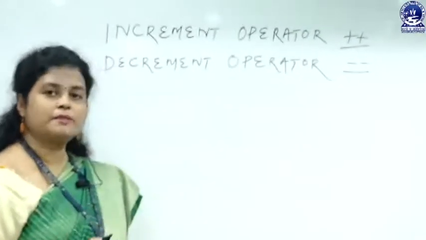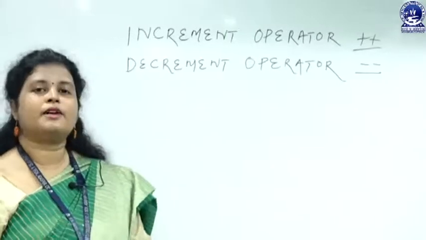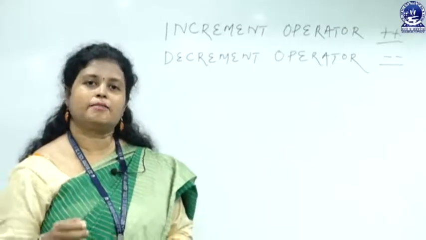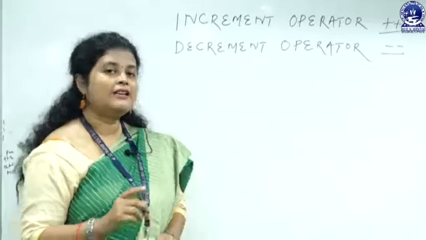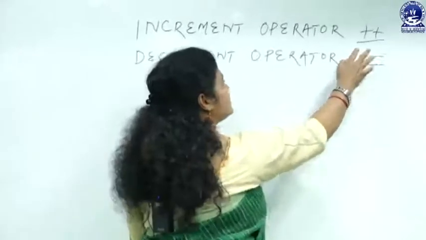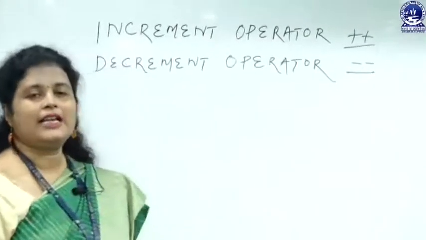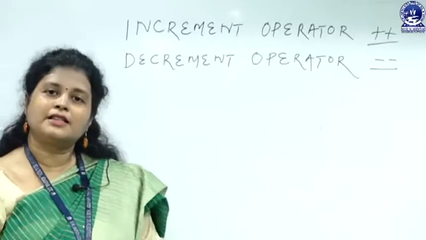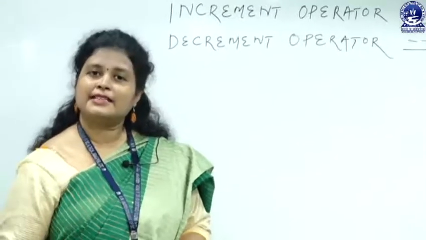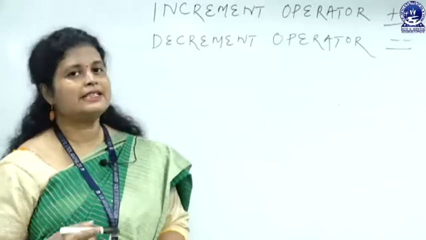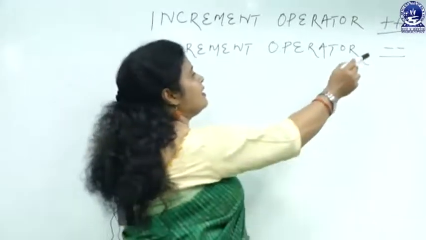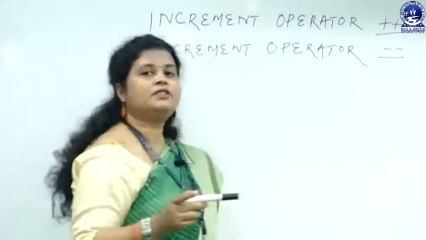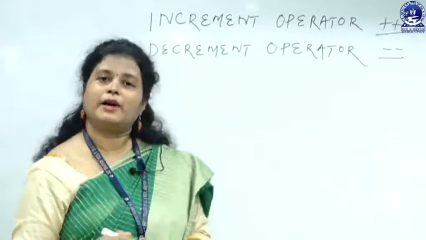Instead of double plus, if you are using a single plus, then it is a binary operator, and when you are using plus plus, it is a unary operator. In case of the binary operator plus, two different operands are added and a value is generated, but here only the value of the variable will be incremented by 1 unit.